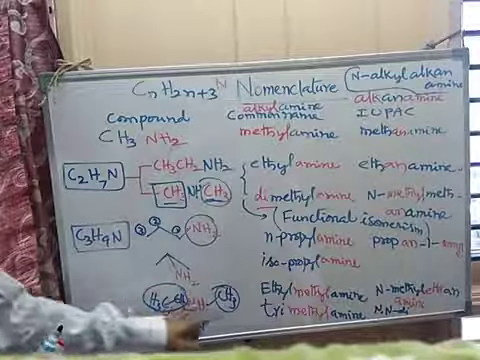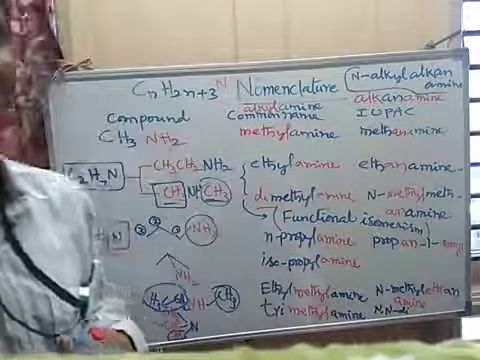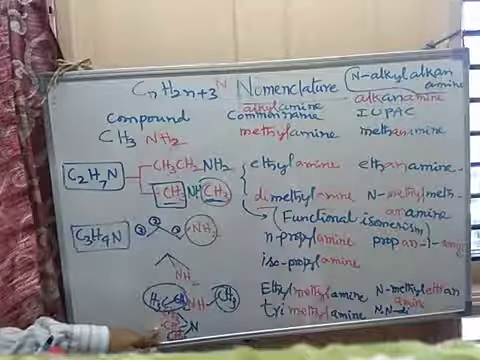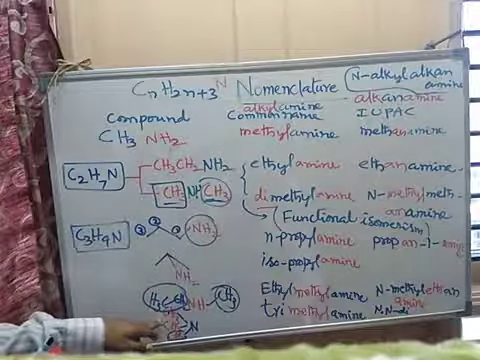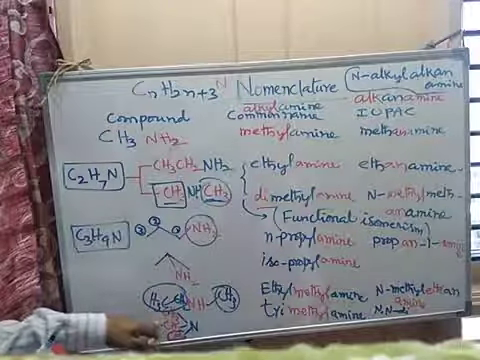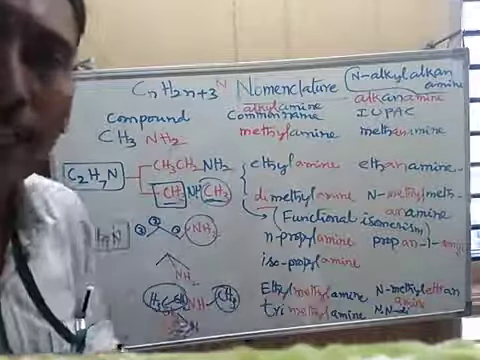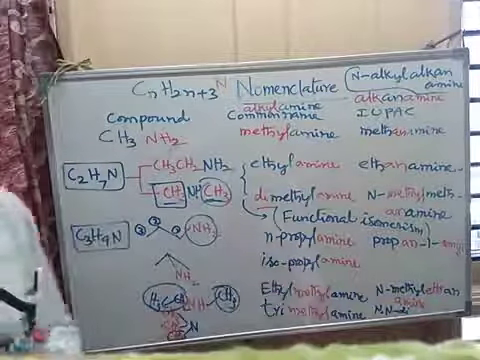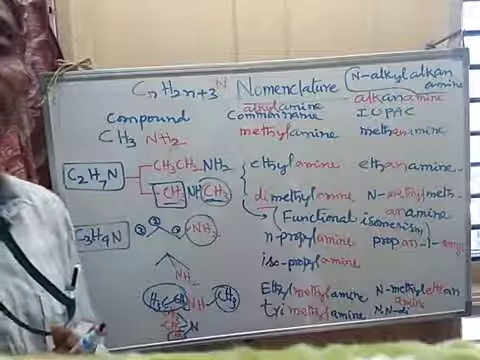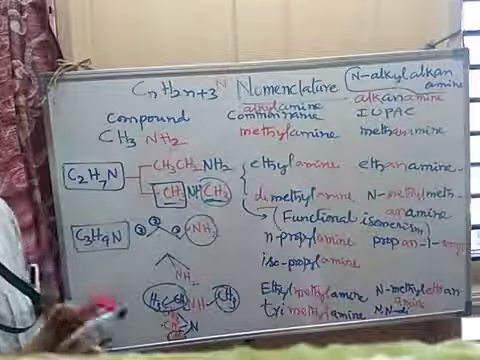Right. This N-methylethanamine is classified as which type of amine? Your answer is secondary amine. This one is tertiary, this is N,N-dimethylmethanamine. Trimethylamine is classified as which type of amine? That is tertiary amine. So how many primary, secondary and tertiary amines respectively are possible with the molecular formula C3H9N is another question.